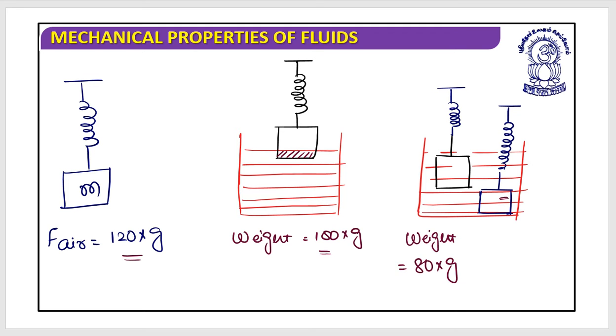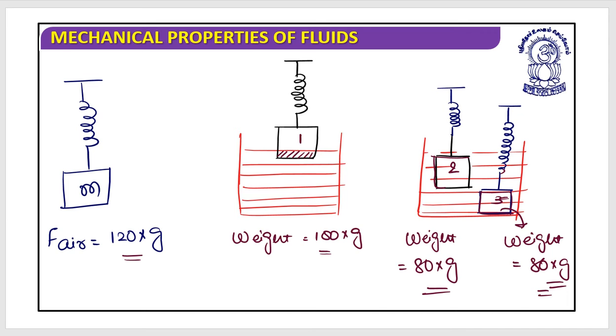Now you tell me what would be the reading of the spring balance in this case. This was the first case, this was the second case, this was the third case. What would happen in this third case? Would it be 60g or would it be 80g? What would it be? Yes, what I received as a reading of the spring balance is 80 into g. Surprisingly, it is the same, even though this has been just submerged, and this is completely submerged. This is just below the level.